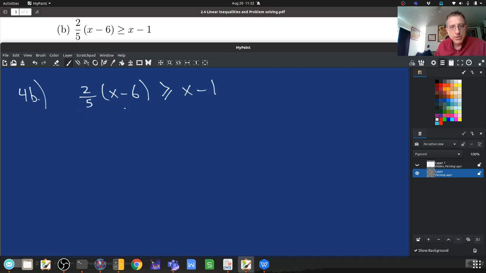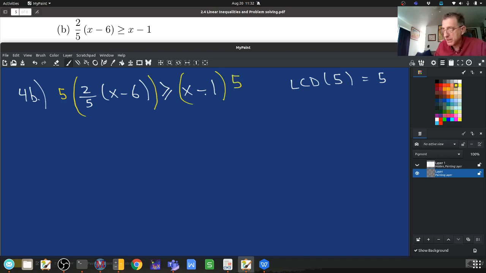So again, what are we going to use? This is a fraction. My only denominator is 5, so the LCD of 5 is just 5. Now I can put denominators and say 1, so I'm going to multiply both sides by 5, the entirety. Since 5 is greater than 0, I don't have to worry about flipping the inequality. So 5 times 2/5 times x minus 6 is the same as 5 divided by 5, which is 1, times 2 times x minus 6.